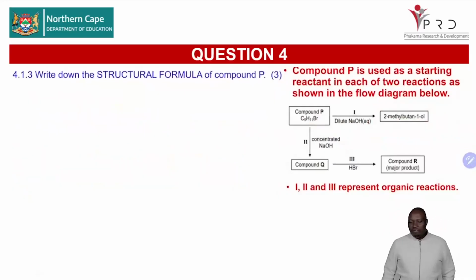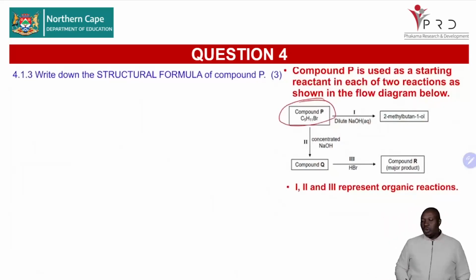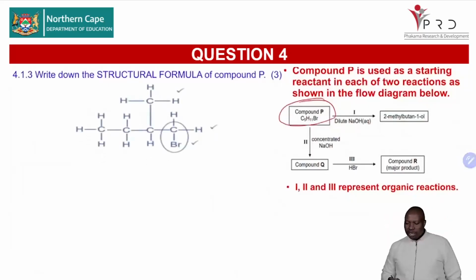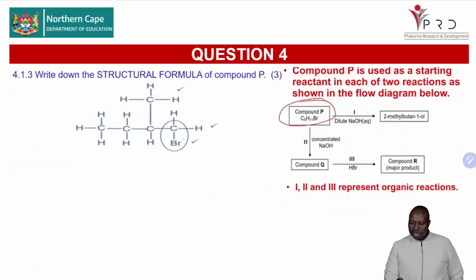Write down the structural formula of compound P. So you must be able to write the structural formula of compound P, and then you are led by that one, which is 2-methyl butan-1-ol. And then you are just putting in carbon number 1, you are having the bromo there. Then you are able to show your bromo in that carbon. Then you'll get 1 mark for your bromo, 1 mark for the substituent, and 1 mark for the whole structure. So it's important that you are able to draw the entire structure.